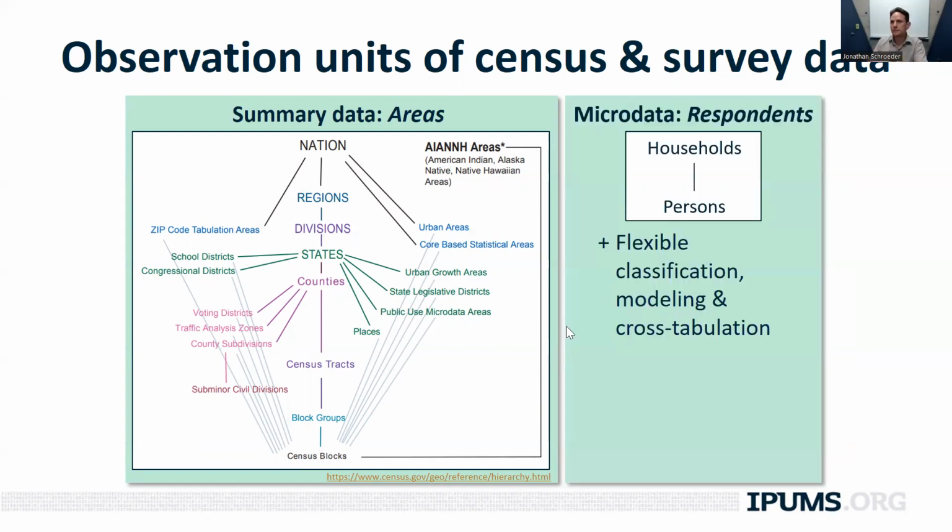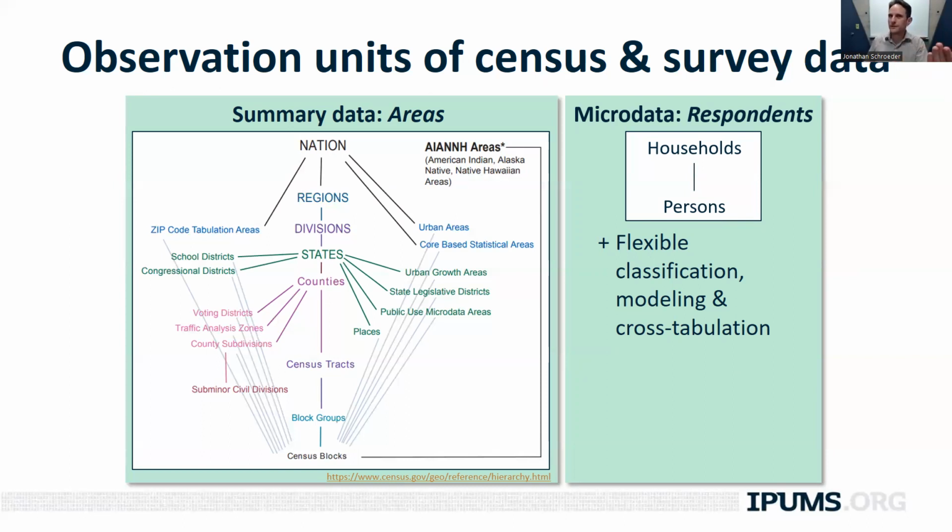But microdata, as I said, is data for individual respondents. So the specific households and persons that responded to a survey, which gives you great flexibility in how you prefer to classify individuals and their responses, how you choose to cross-tabulate things, compared to the summary data, where you're restricted to only the cross-tabulations that the census or statistical agency chose to publish.